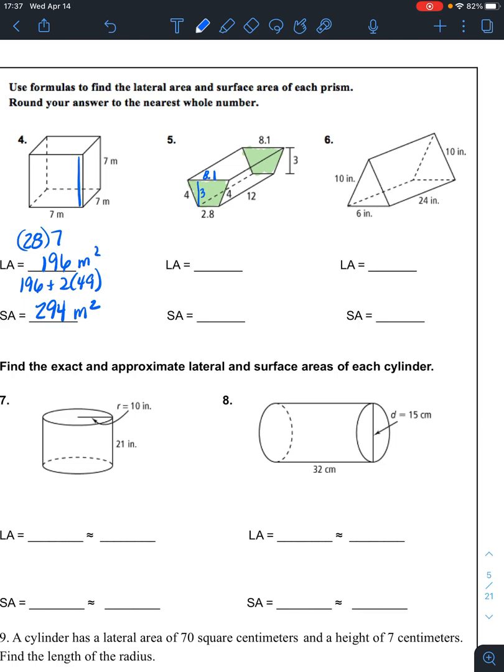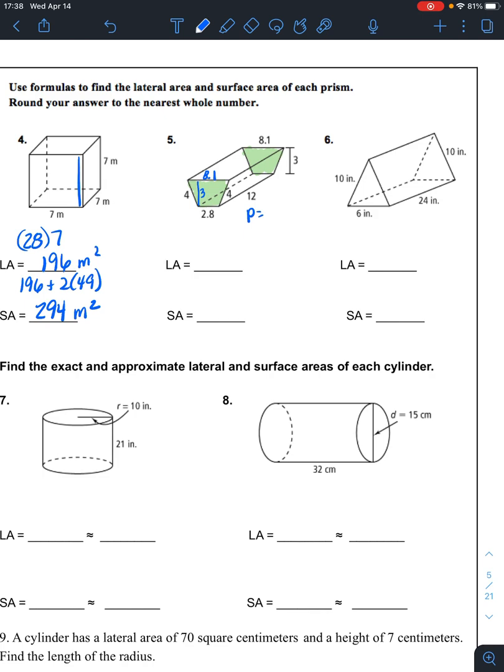So to find your base, you would use the area of the trapezoid, right? Half of base 1 plus base 2 times the height. I said half, so just do half. Half times 8.1 plus 2.8 times 3. And then that would give you the area of the base. And let me go ahead and try. Let me show you this.